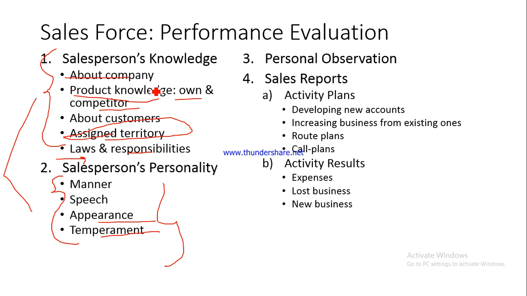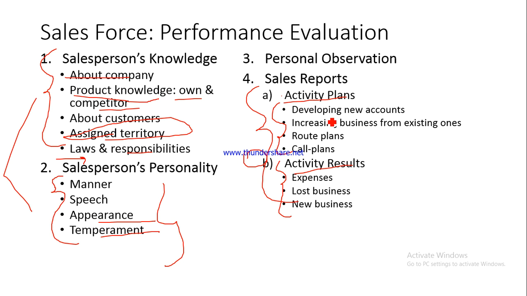Then sales reports. Now this by far is the most objective method of assessing the performance of a salesperson. Why? Because basically sales reports which are turned in by the salesperson, the reports that are sent to the management, to the sales manager by the salesperson, they are made use of to do what? To assess or evaluate the performance of the salesperson. And please have a look here. In these sales reports, activity plans are there and activity results are there. So what all activity has the salesperson planned? Did he plan in a particular year? And what were the results of the activities which were undertaken by him?